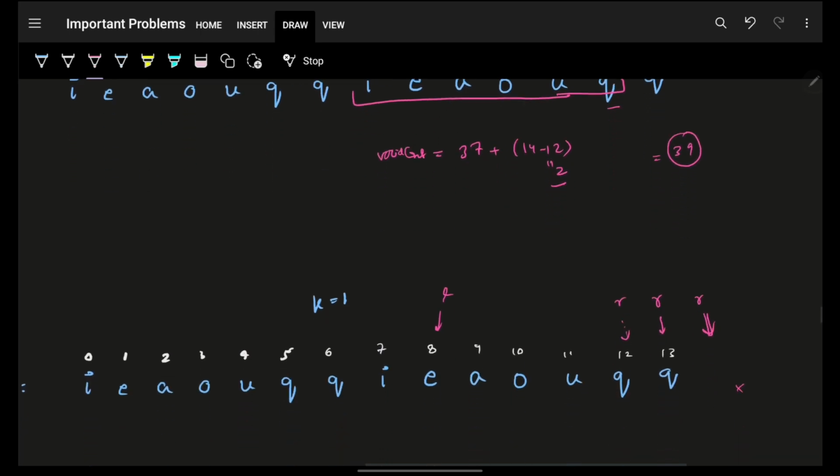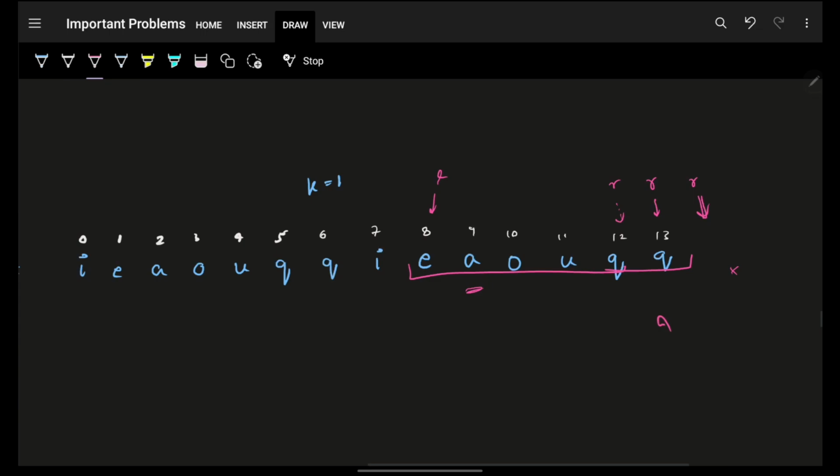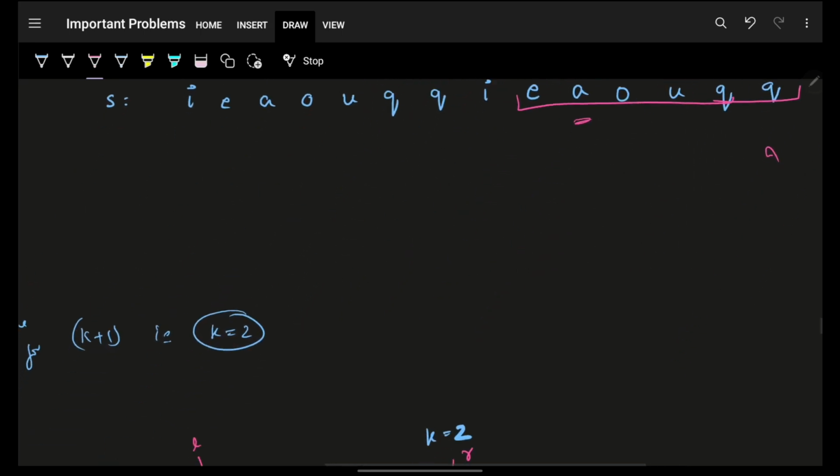And that's it. Because the moment I shrink my L, no matter how much I expand, I will not be having 5 vowels, and that's the reason this will end right here. So you see, when I said at least K, my answer was 39, when K is 1 in this case.